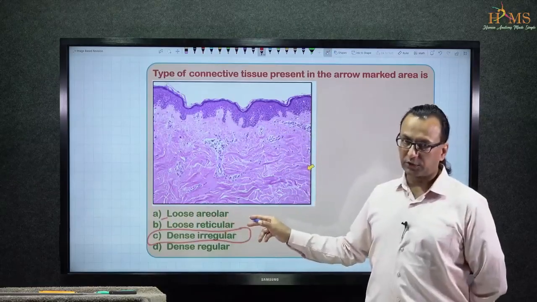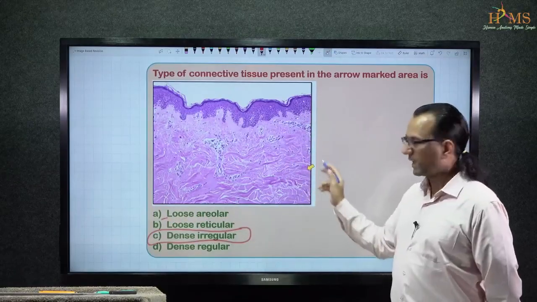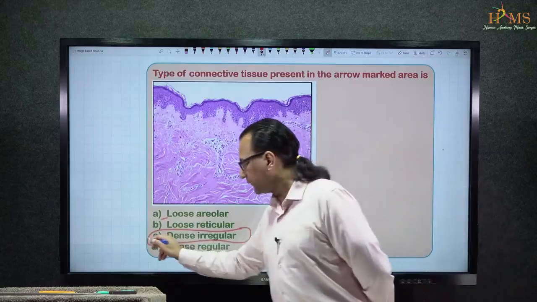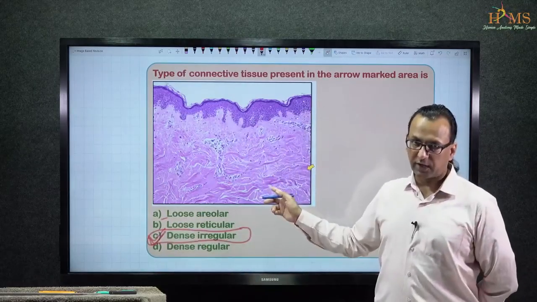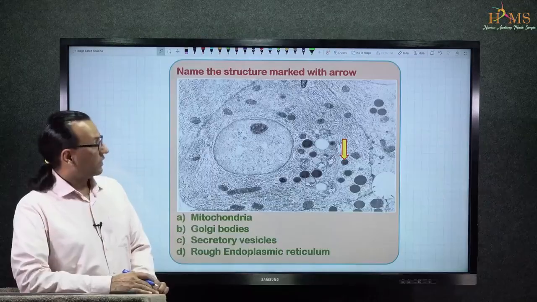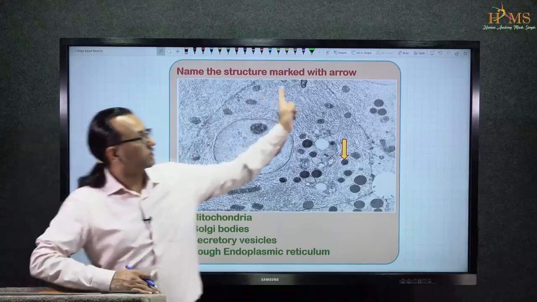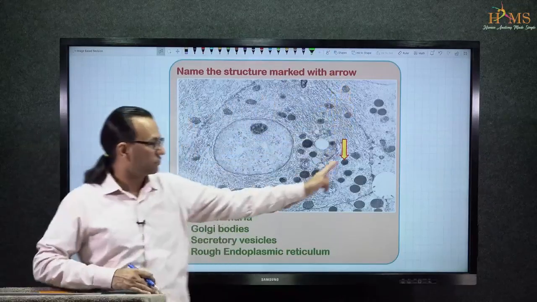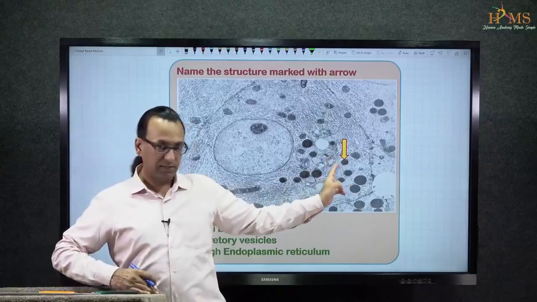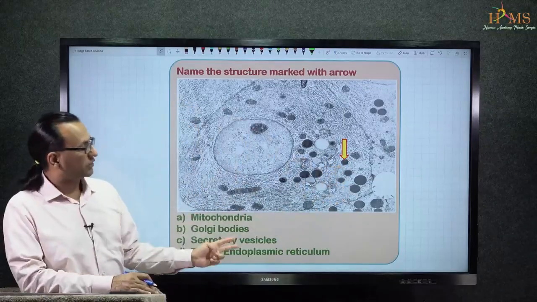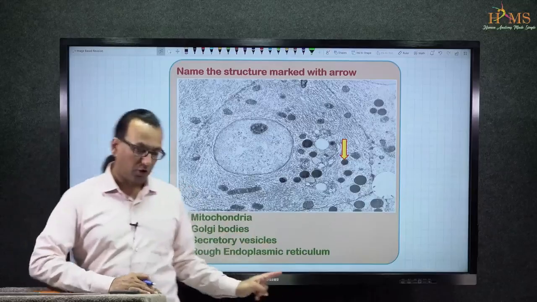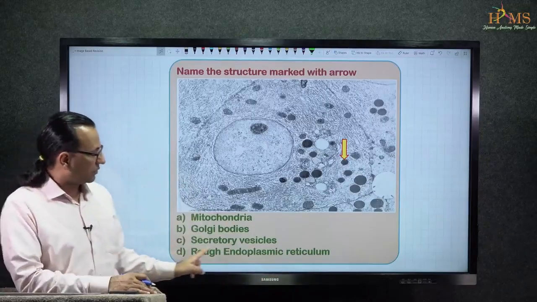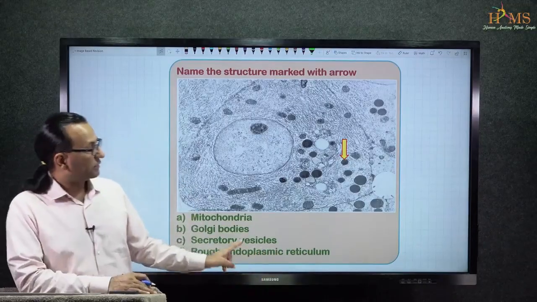But in this particular question, we'll keep our answer as deep dermis and dense but irregular connective tissue where the collagen fibers are not running in a regular fashion. This present question is asking us about this arrow marked structure here, and it is an electron microscopic picture. It is about the mitochondria, Golgi bodies, or maybe the rough endoplasmic reticulum or the secretory vesicles.